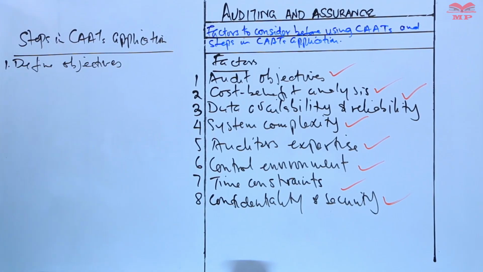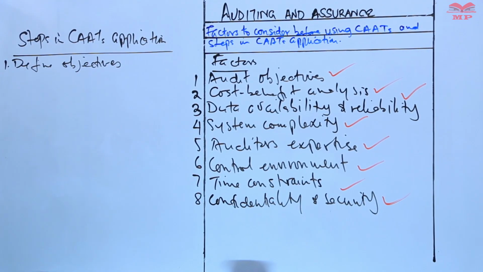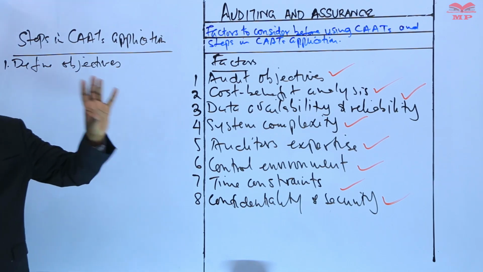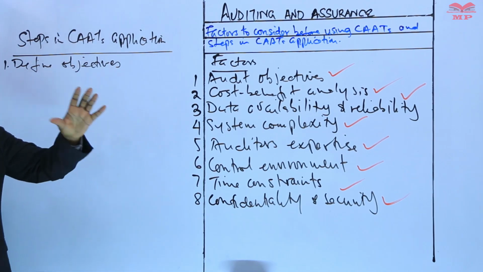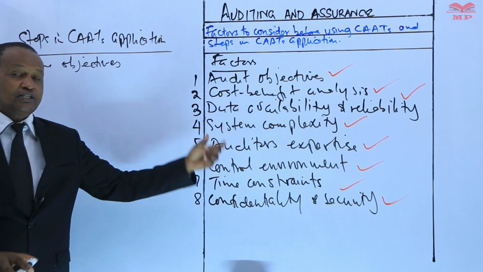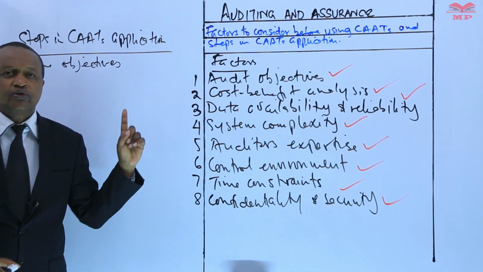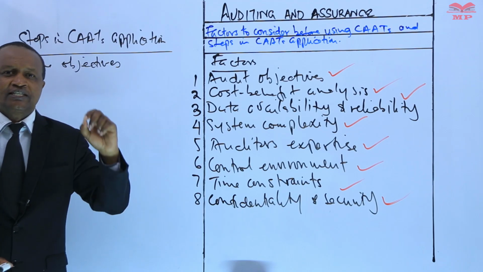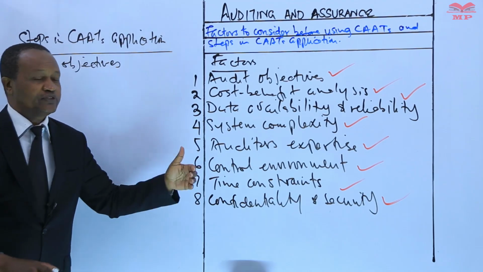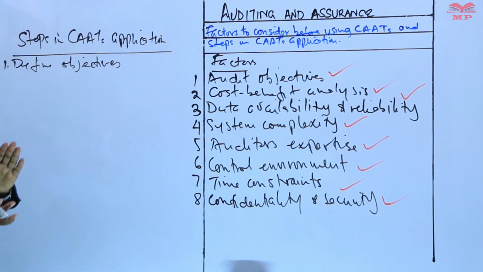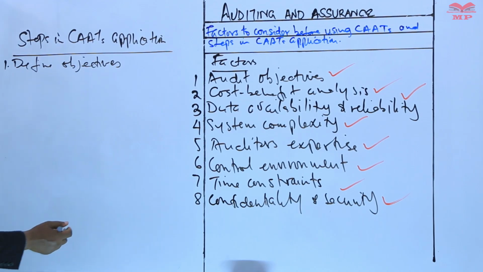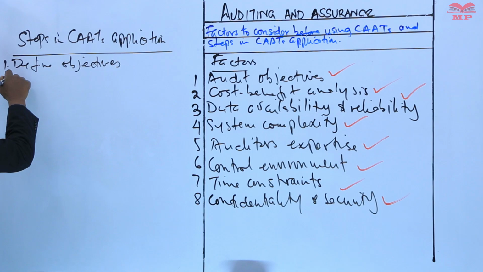Define objectives. Clearly define the objectives of using CAATS for the specific audit procedure. Very important step. The auditor has to clearly define the objectives of using CAATS for specific audit procedures. Then he has to select the appropriate CAATS.